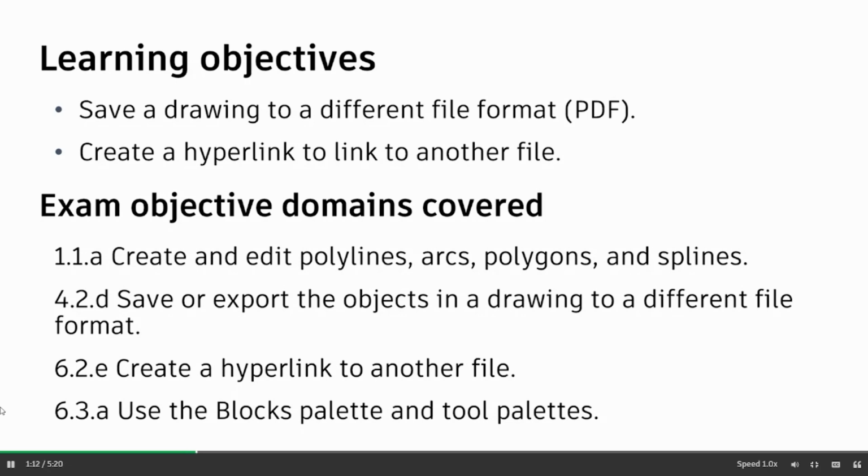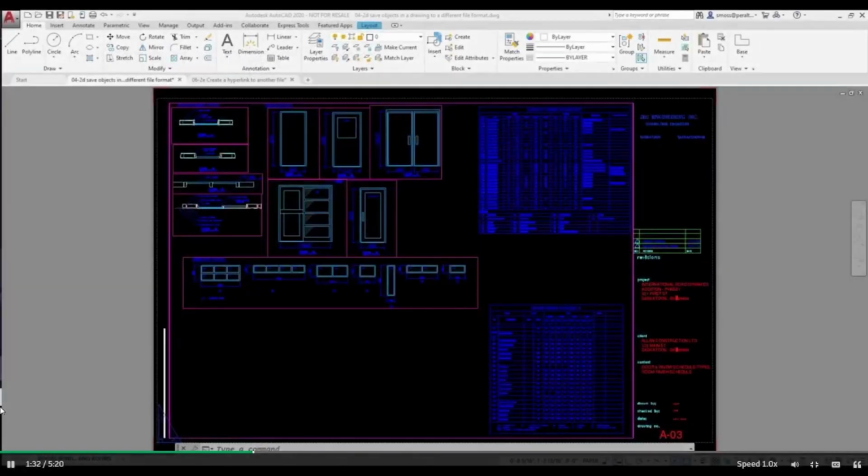AutoCAD hyperlinks can be used to link to a web page, another drawing, a named view, a layout tab, or to an external file. Keep in mind that if the target of the hyperlink is moved or deleted, the hyperlink won't work anymore. We're going to start by saving a drawing to a PDF.